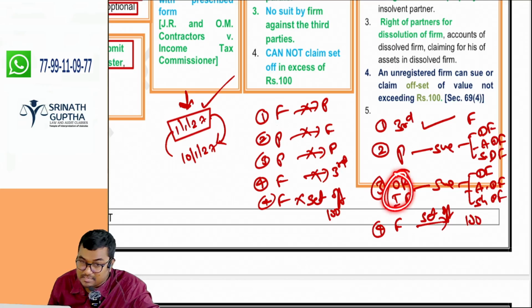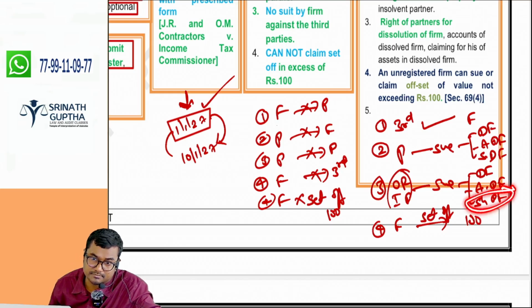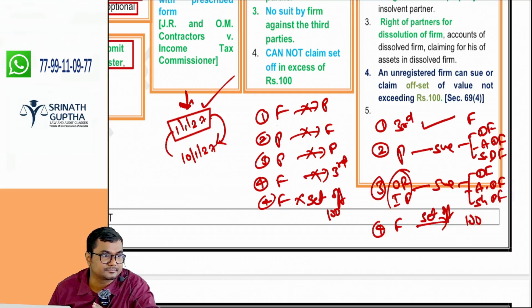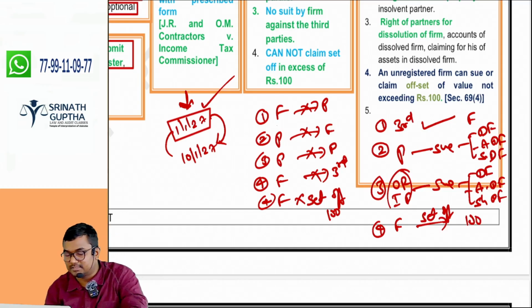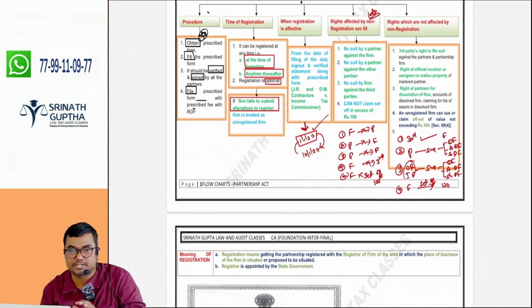The official receiver of the insolvent partner can sue for dissolution of the firm and accounts of the dissolved firm, to ascertain his share, and the insolvent partner's share in the dissolved firm. And the firm can set off up to 100 rupees. With this, we have done the revision of the registration of the firm.